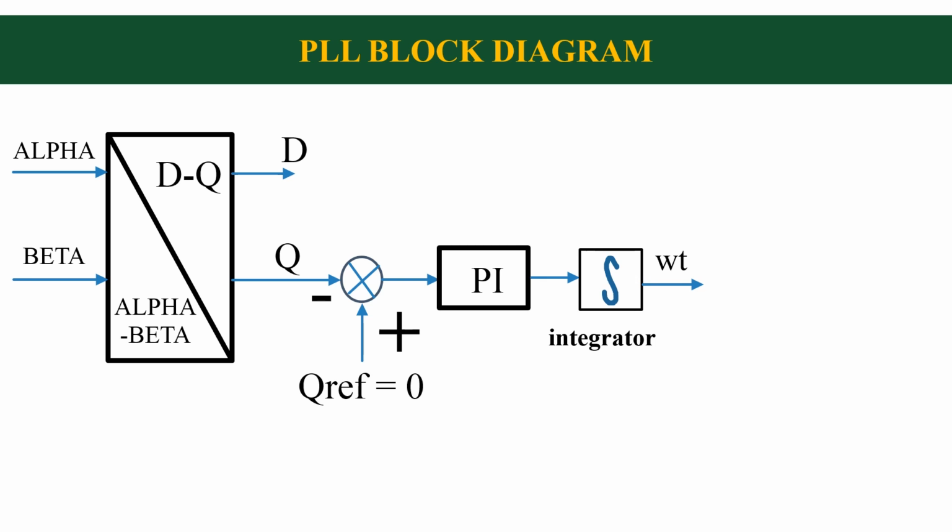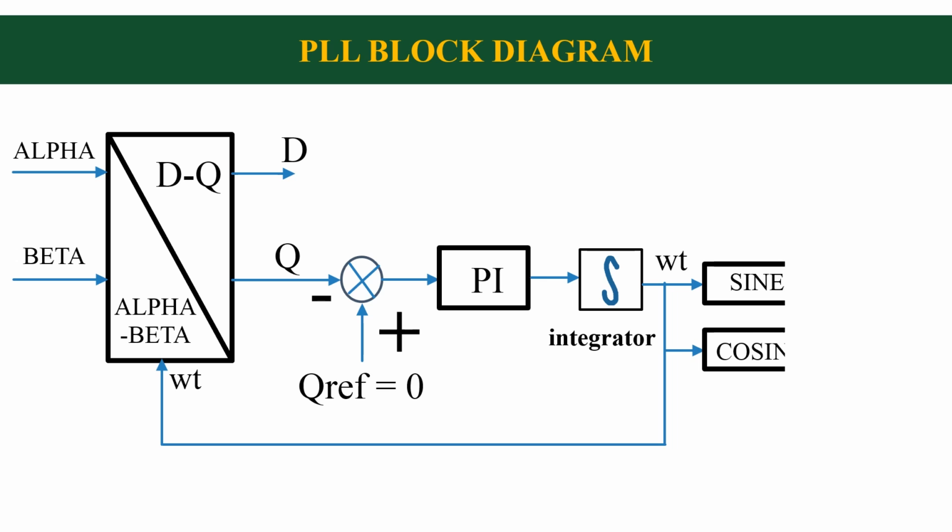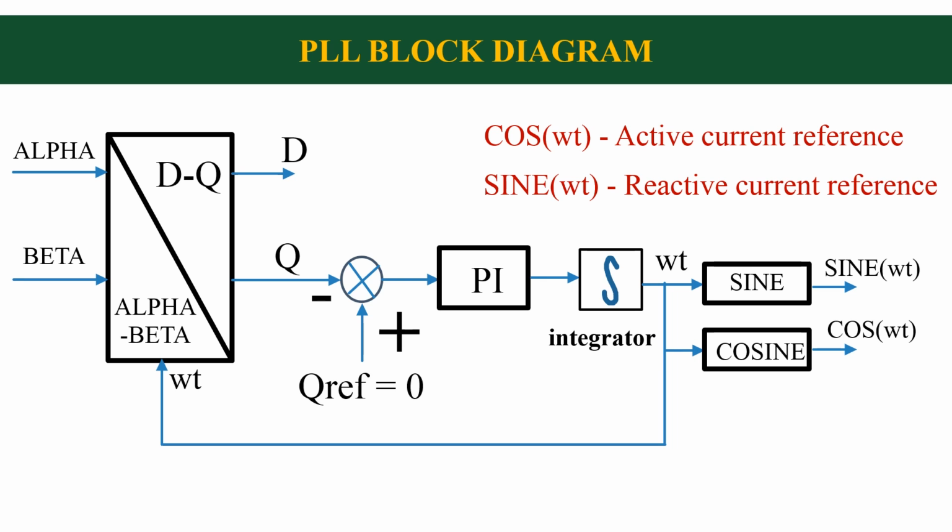Integrate this to get omega t. This omega t is fed to the alpha beta to DQ transformation block. Here the PI controller works in such a way that the output angle omega t is always aligned with the input signal. So this omega t value can be used for the generation of the active current reference signal and the reactive current reference signal. This is how we implement the PLL in a single-phase system. Now I will demonstrate everything using MATLAB simulation.